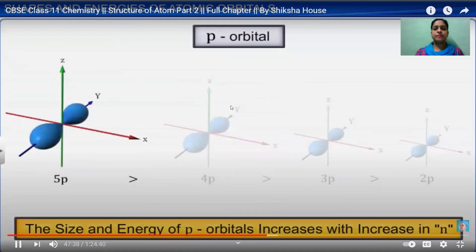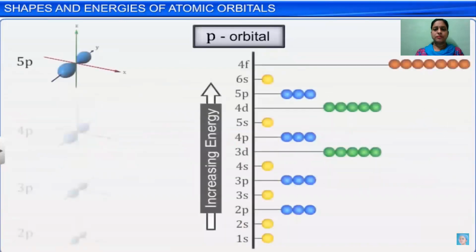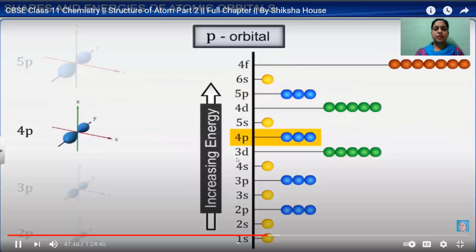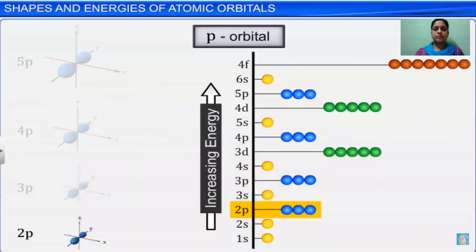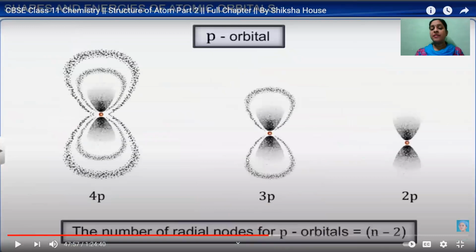For example, the size and energy of 5p is greater than 4p, which in turn is greater than 3p, followed by 2p as shown. The number of radial nodes for p orbitals is given by the expression n-2. Therefore, ये हमें याद रखना पड़ेगा.